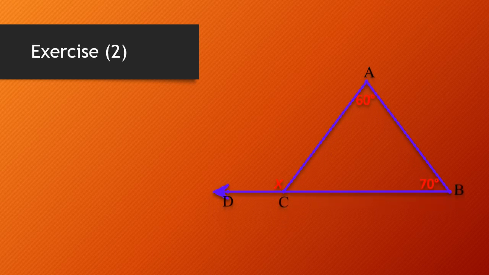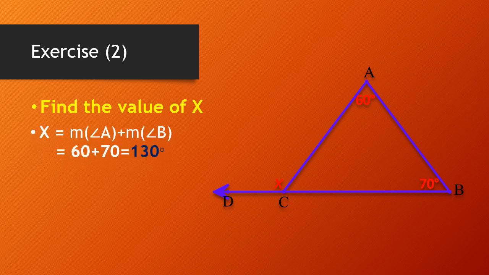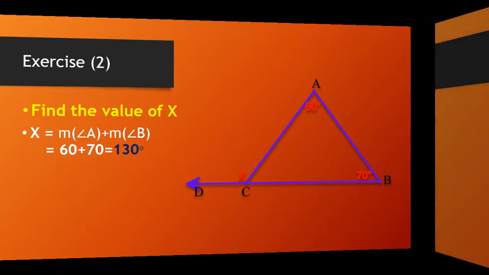Exercise 2. In this figure, find the value of x. X is the exterior angle. So how can I find the measure of the exterior angle? Yes, by adding the two non-adjacent interior angles. X equal measure angle A plus measure angle B equal 60 plus 70 equal 130 degrees.